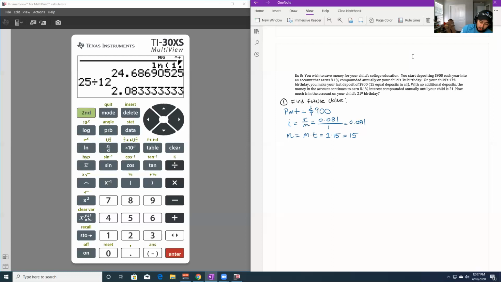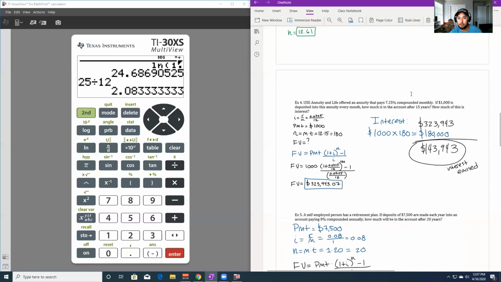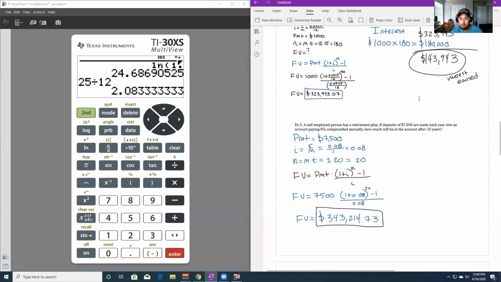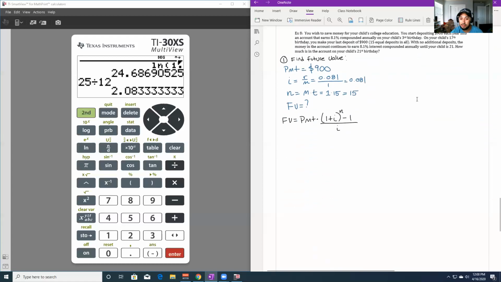Okay. So all we need now is the future value, which means we can bring in our future value formula. I'll write it each time. Why not? Future value is going to equal the payment times 1 plus I to the n minus 1 over I. Just a quick check to make sure that's the right formula. Payment times 1 plus I to the n minus 1 over I.